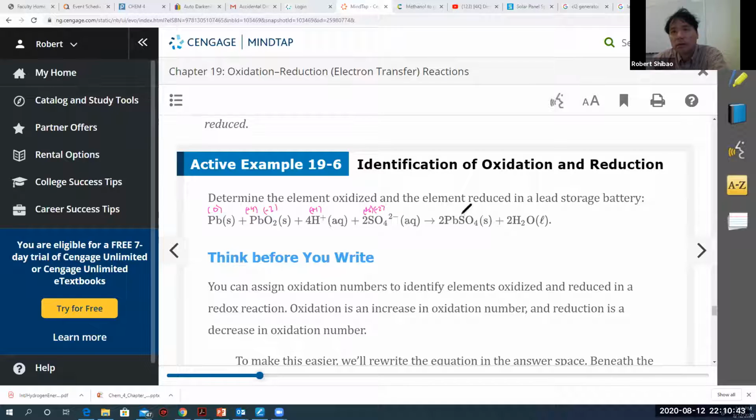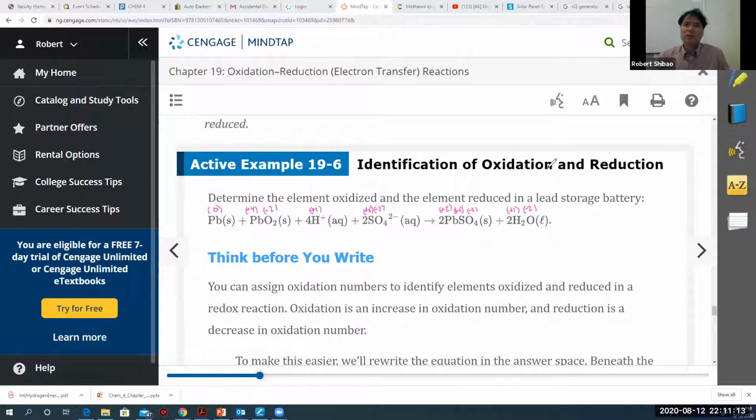And going over here, this is going to be lead 2 sulfate, because we know sulfate's already -2. So this has got to be lead 2, not lead 4. Oxygen is -2, and that means sulfur is +6. In fact, sulfate doesn't change, so it's +6 over here in sulfate, and +6 here in sulfate. And then hydrogen goes first here, +1, and oxygen's at -2.